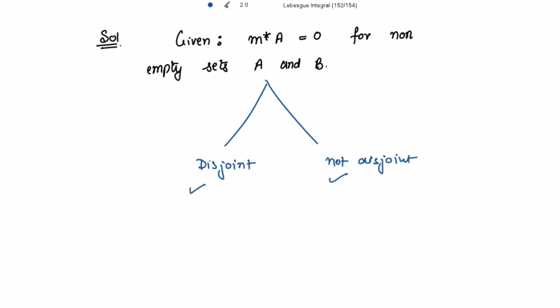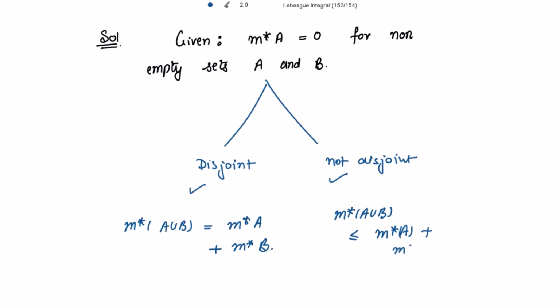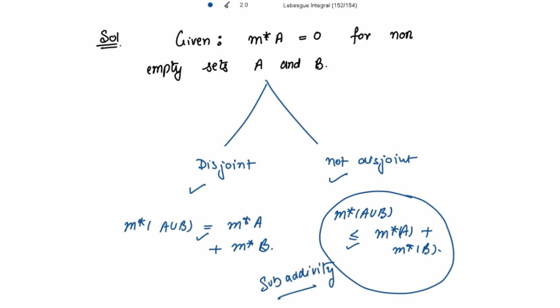If the sets are disjoint, then we know that measure of their union is equal to measure of A plus measure of B. But if the sets are not disjoint, then the measure of their union is always less than or equal to the measure of A plus measure of B. So for disjoint sets we have the equality sign, and for non-disjoint sets we have the inequality. This property is also known as the property of subadditivity. Okay, let's start the solution.